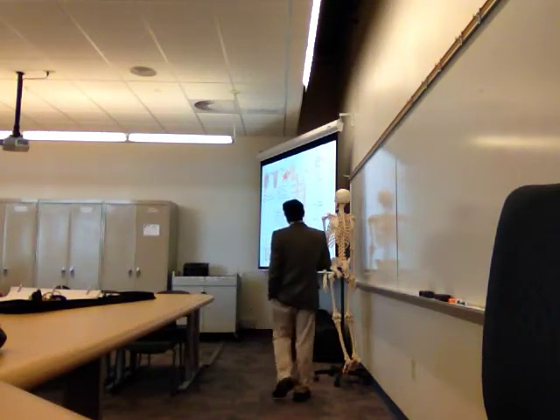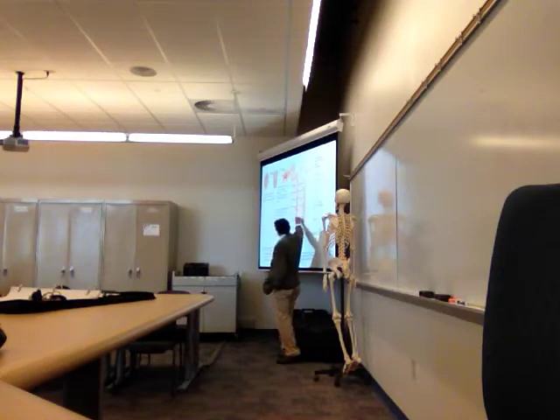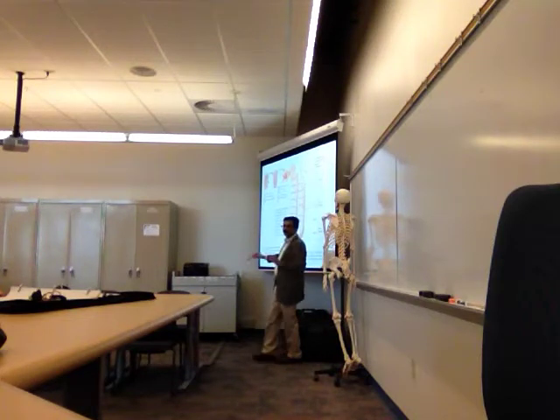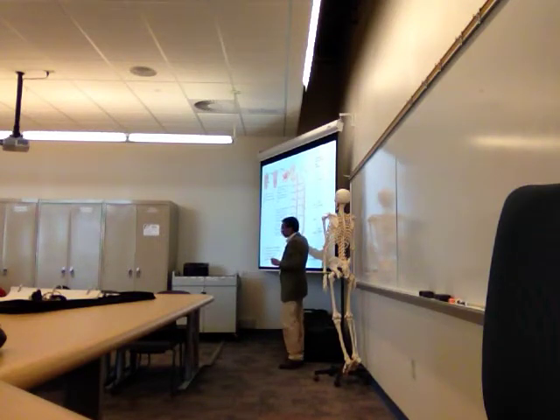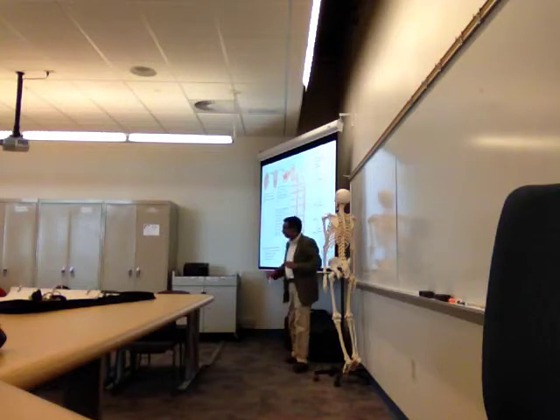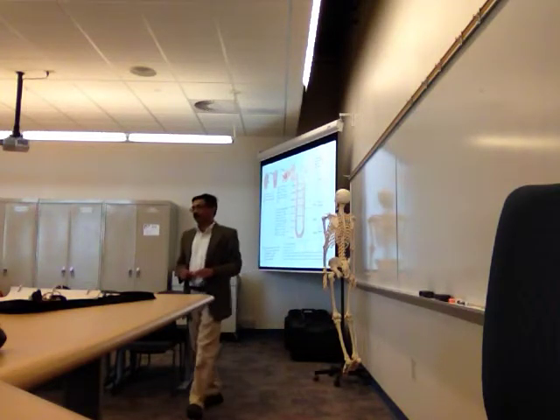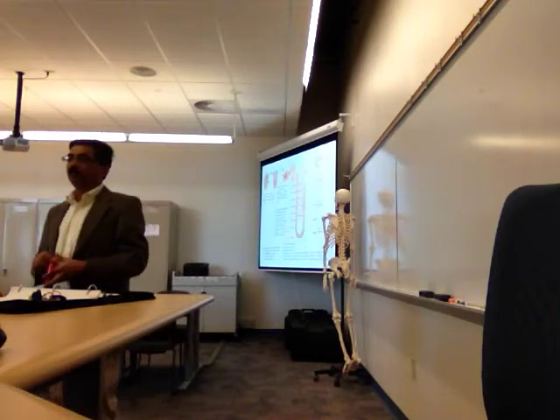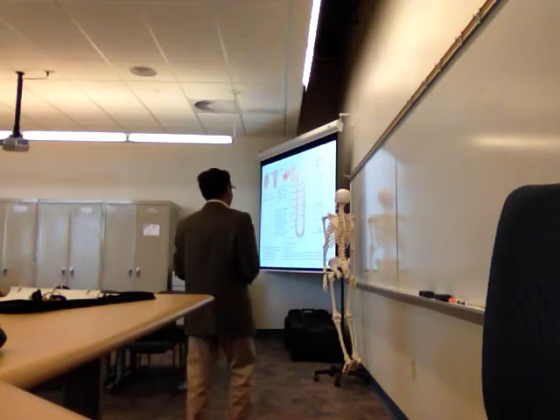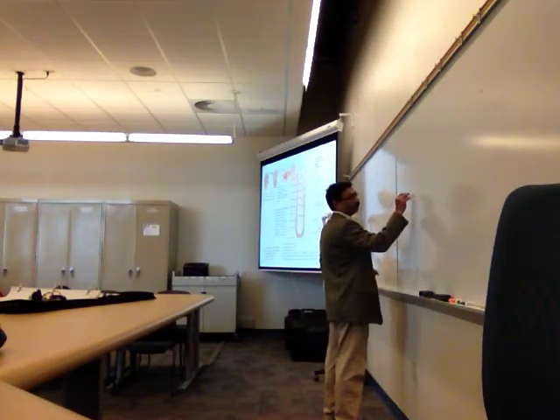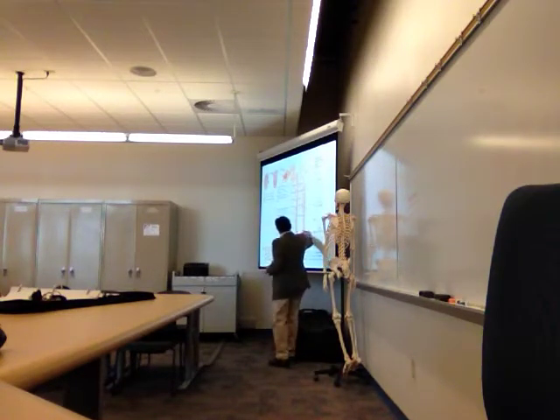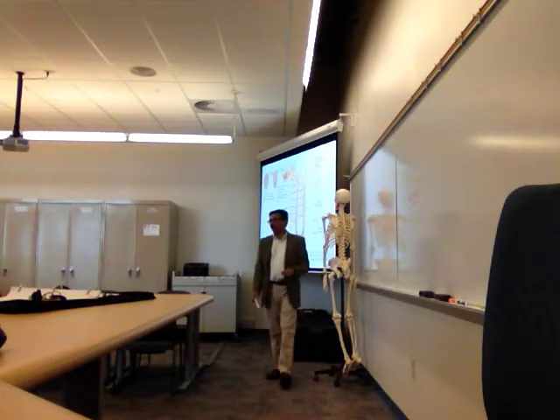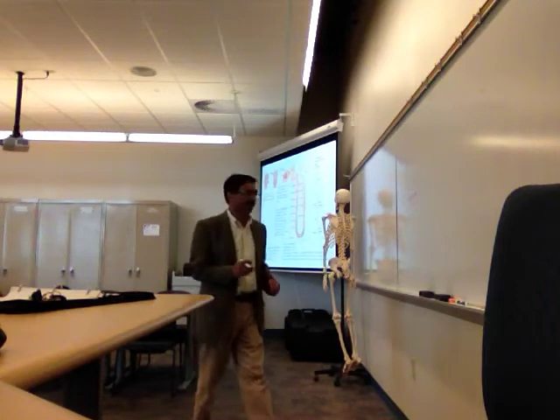So when the fluid is going down, the concentration of fluid increases. Makes sense? Because only water is getting out. Other things are staying inside. And when the fluid reaches the bottom of the loop of Henle in normal kidneys, the concentration increases to 1200 milliosmol. Milliosmol is the unit of osmolarity.